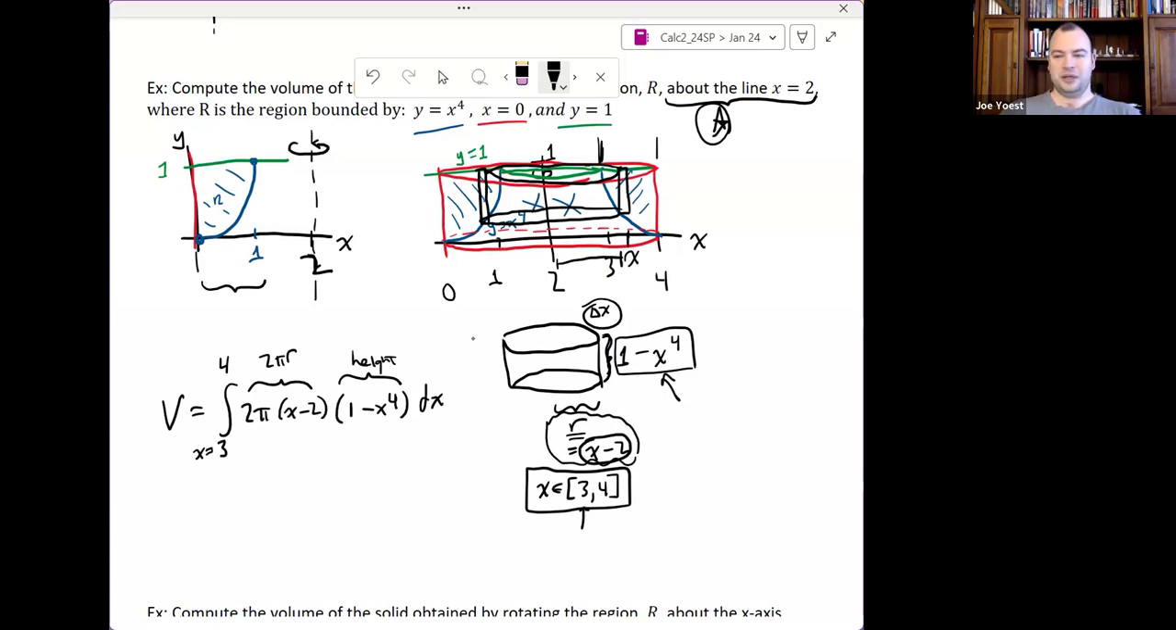And again, how would we actually bring this home and compute this integral? Well, we just have a constant times a polynomial. Multiply out the two polynomials, get a longer polynomial, integrate term by term, evaluate at x equals 4 and x equals 3, subtract them. That should all be pretty standard at this point.